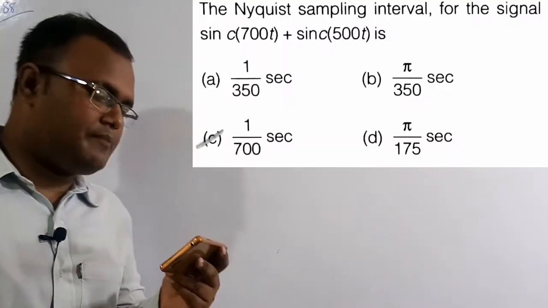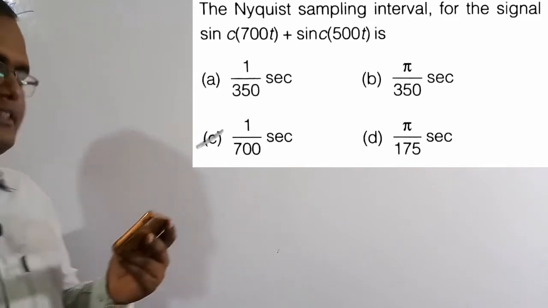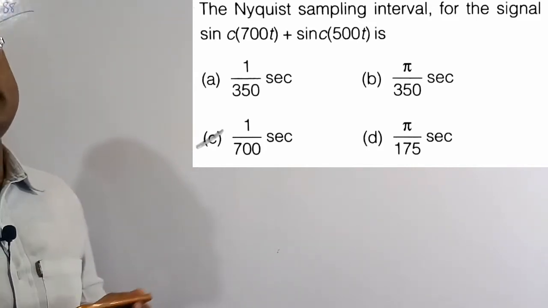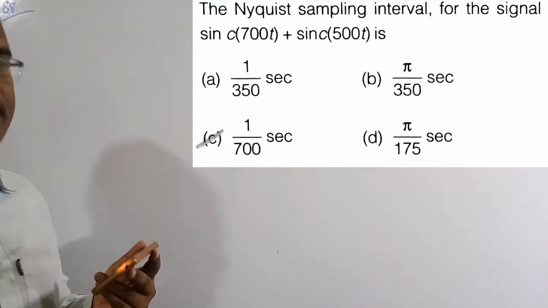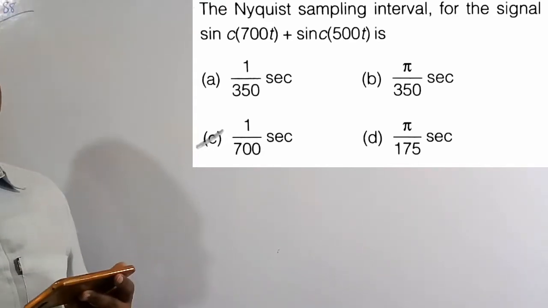Now we are going to solve the 80th question. See the question here. The Nyquist sampling interval for the signal. For this signal, we need to find the Nyquist sampling interval, meaning the time period we need to figure out. So what are the four options? Option C, 1 by 700 seconds, is the correct solution of this question.